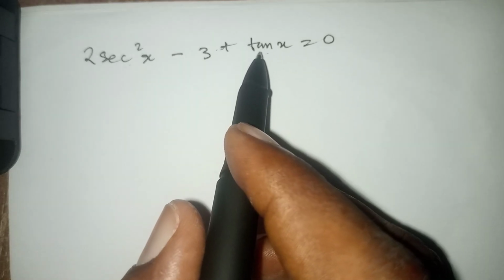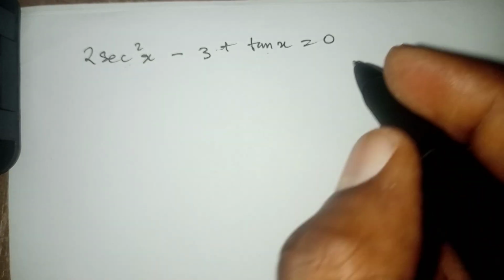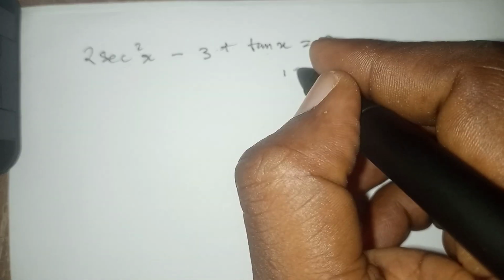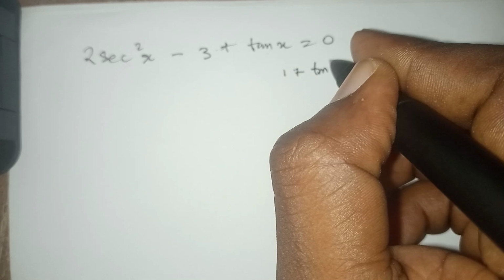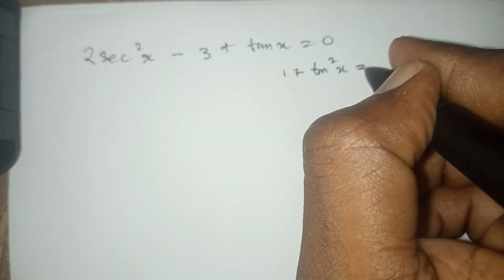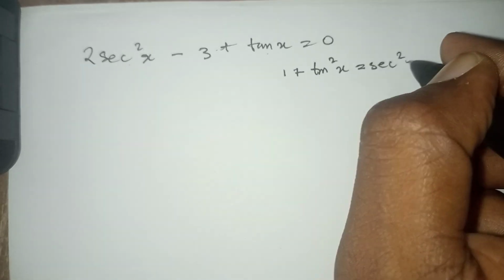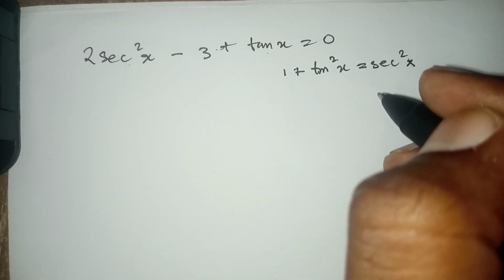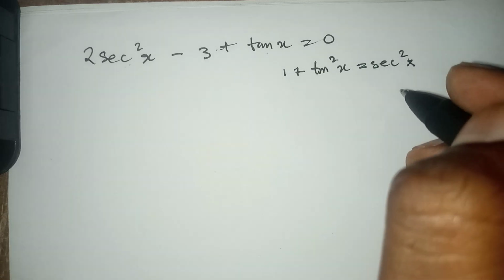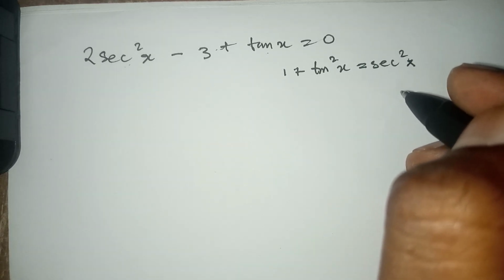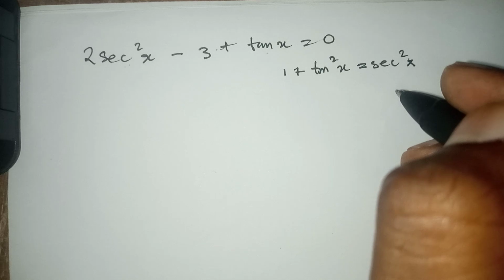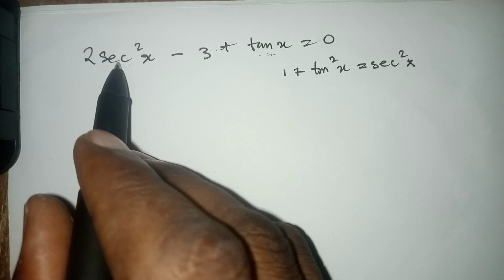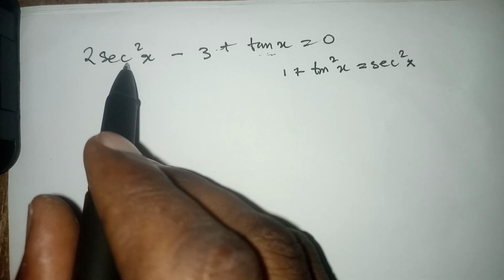So when we remember one of our trig identities, we have 1 plus tan² x equals sec² x, using the Pythagorean identity. So the goal is to create an equation with only tan x. You understand? With only tan x. So we must change this equation so that it will only have tan x.